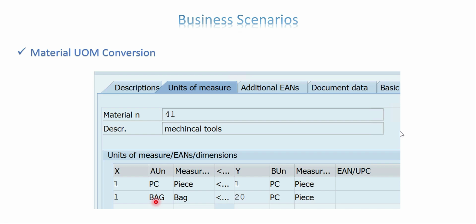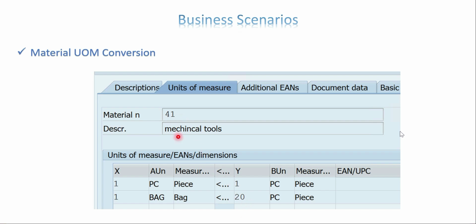One thumb rule: whatever input and output UOM you pass to the function module, make sure the material has both UOMs maintained. Otherwise the function module gives a proper error message that the UOM comparison is not maintained in the material master. That is the only thing we have to make sure is maintained. Other than that, we are good to go.